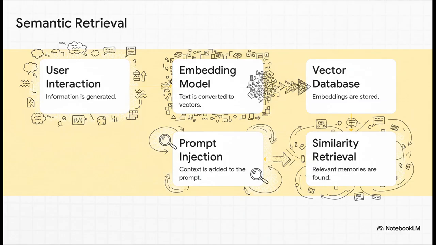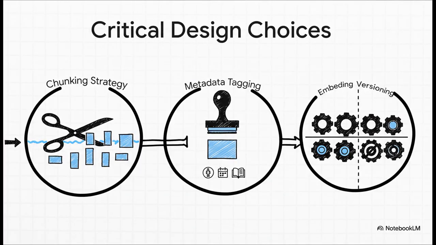So when the AI needs to remember something, it just searches for the closest mathematical match and pulls that info right into its prompt. Now, getting this right is where the real engineering magic comes in. How do you split up the text? How do you tag it with metadata? And you have to make sure you never mix different versions of your embedding models. These aren't just details, they are the difference between a system that works like a charm and one that just silently fails.